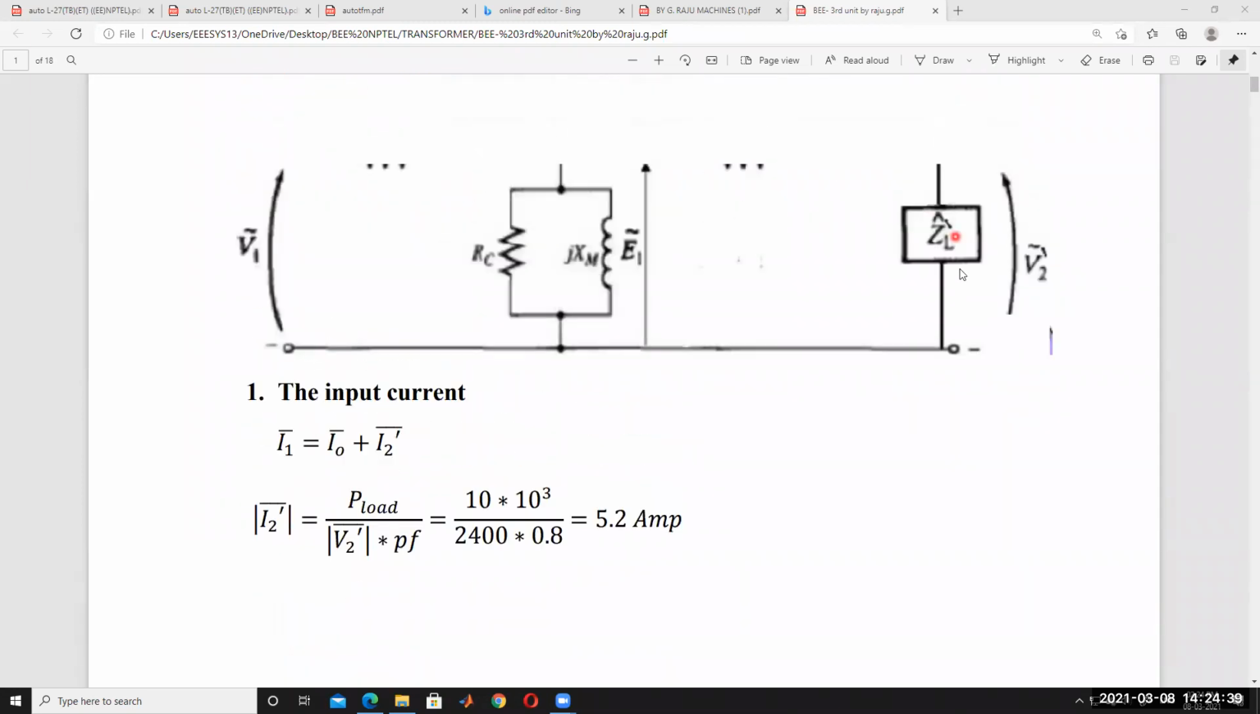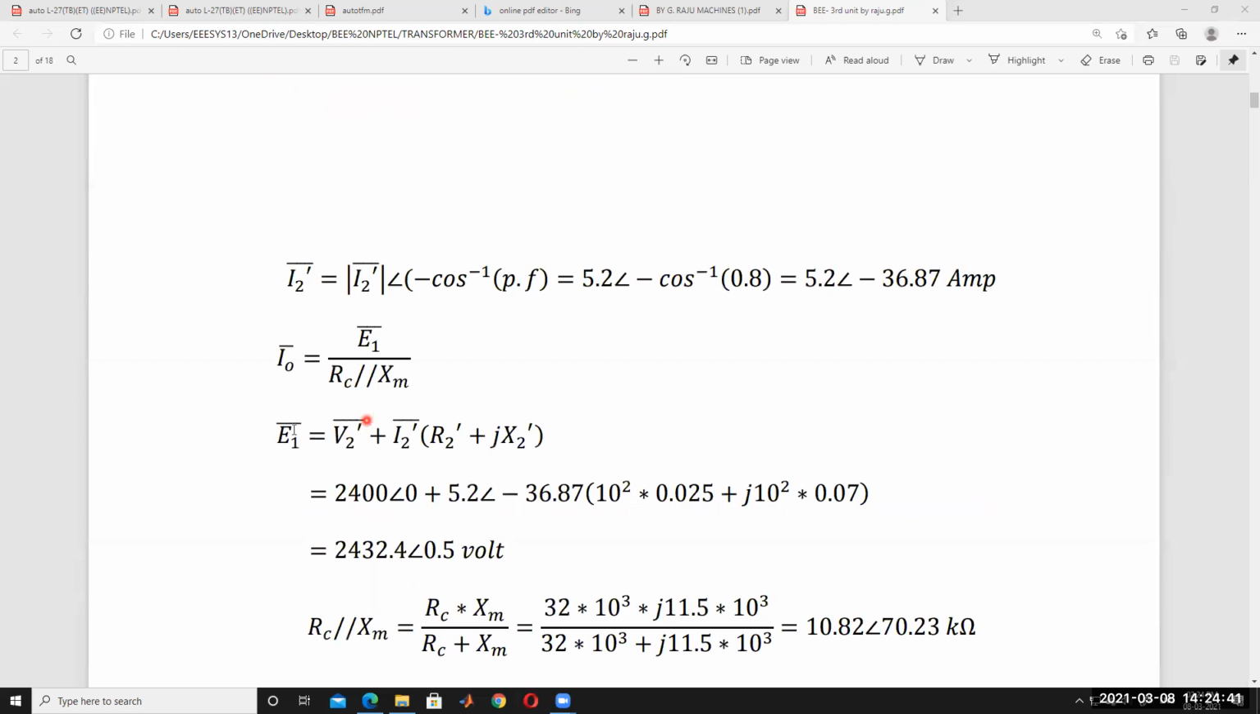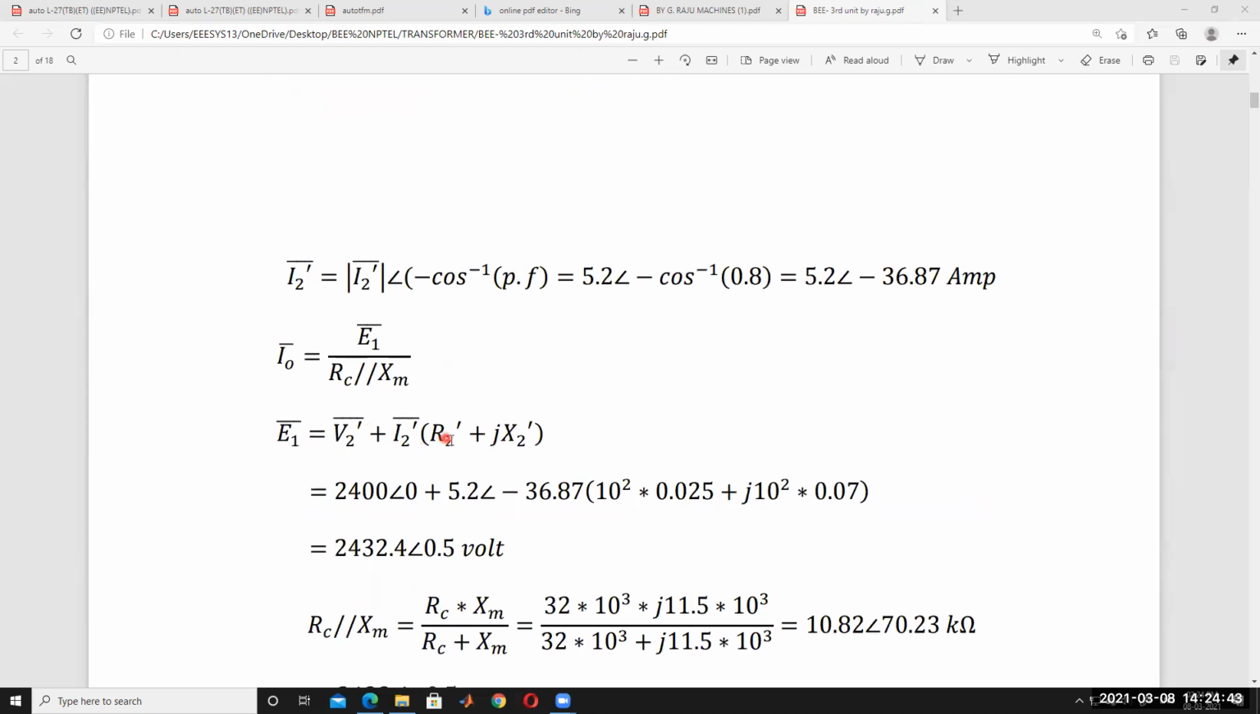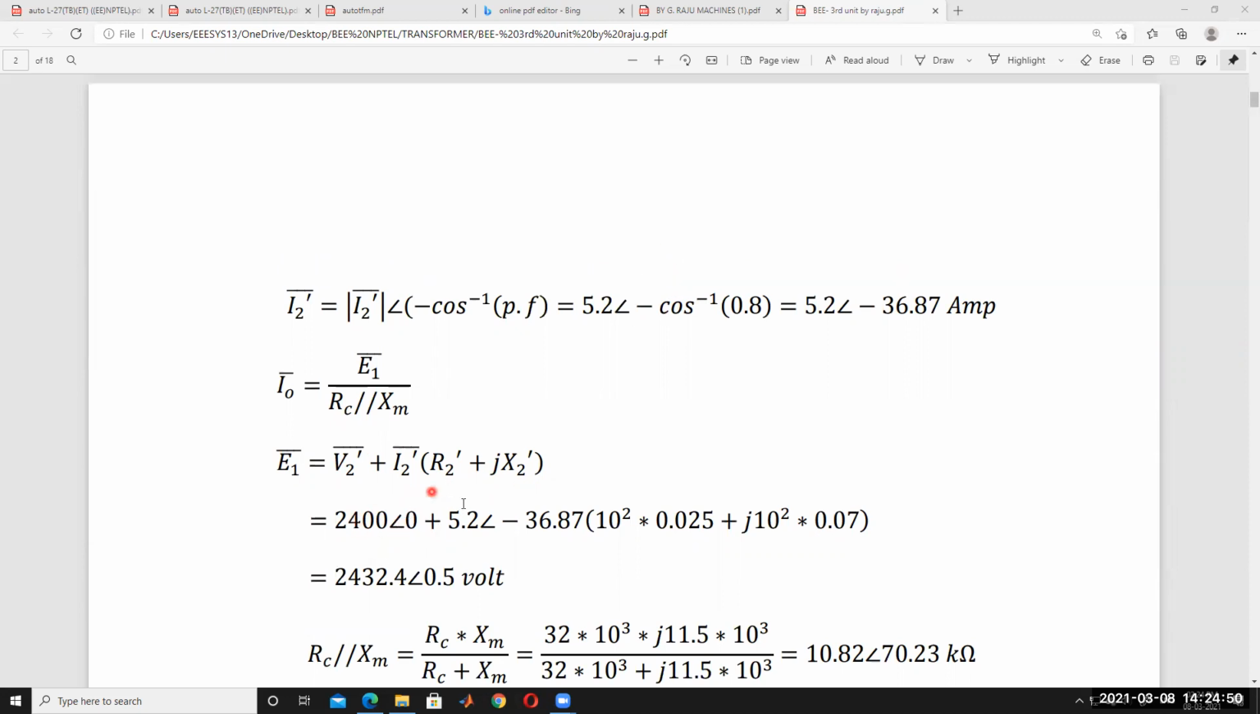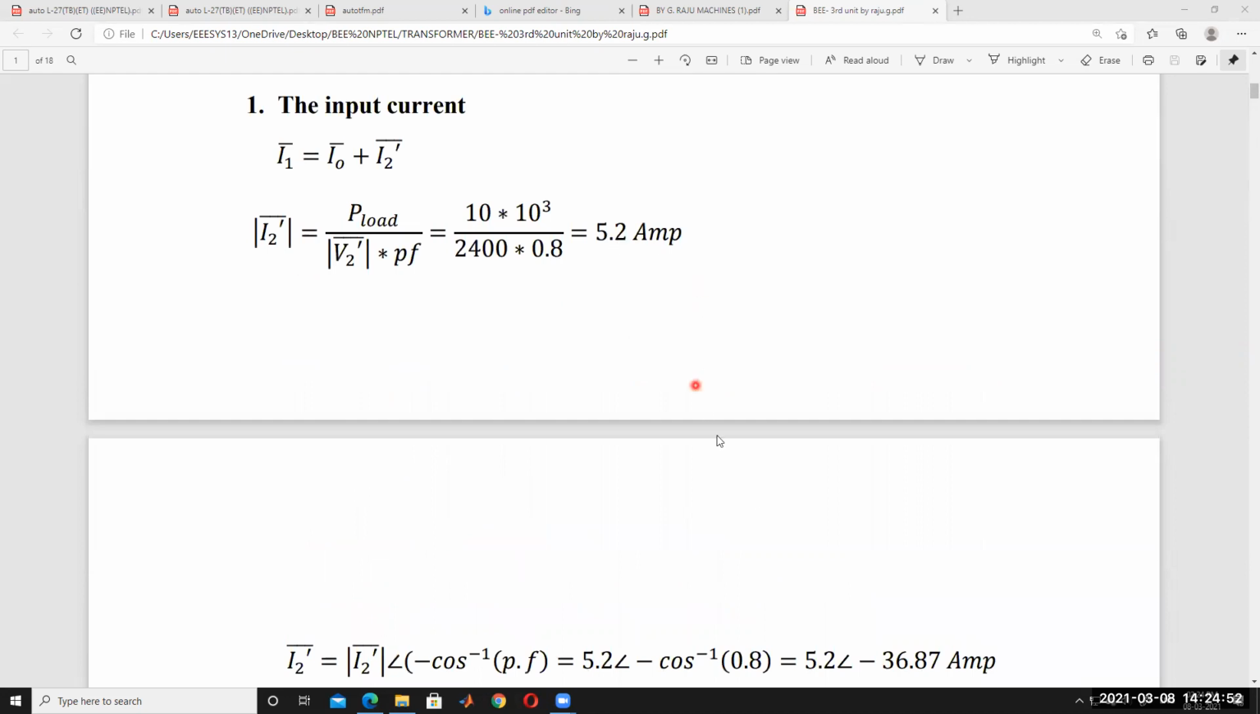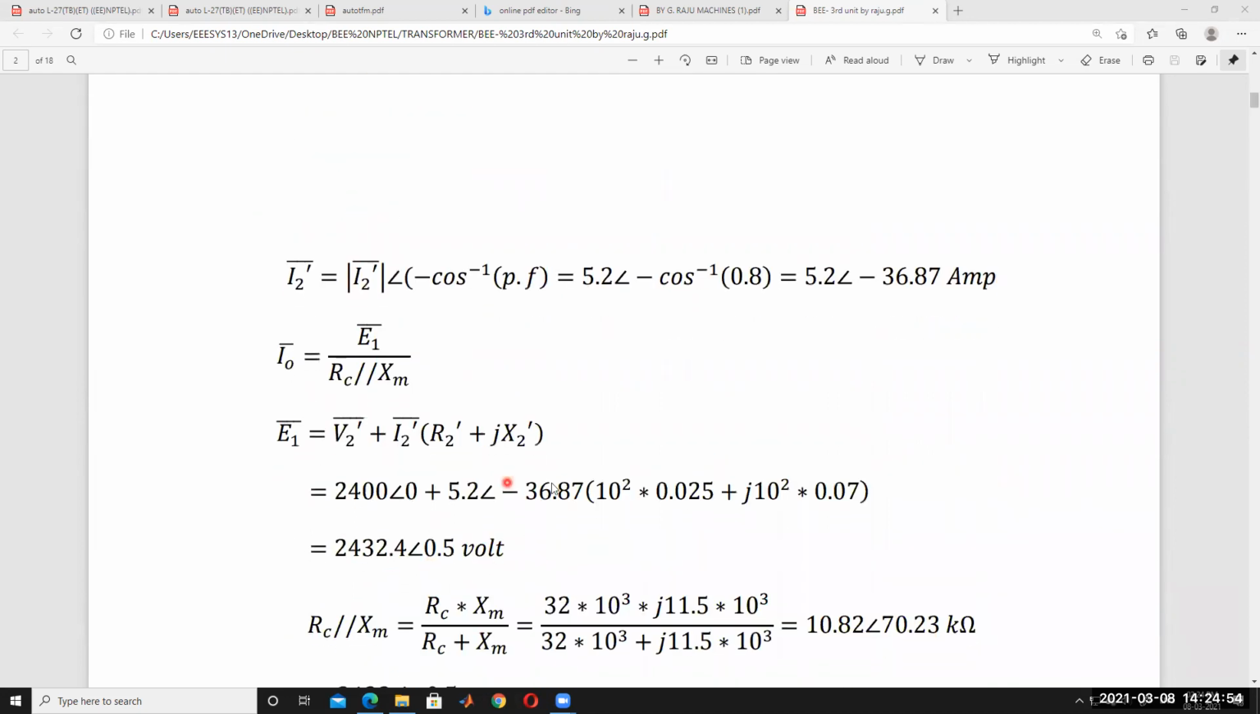Addition of these two voltages, this voltage plus this voltage. So E1 is equal to V2 dash plus I2 dash into R2 dash plus j into X2 dash. So V2 dash is, you know, 2400, and I2 dash from this relation. By substituting here, R2 dash is equal to A square into R2. R2 dash is nothing but R2 converted from secondary to primary.